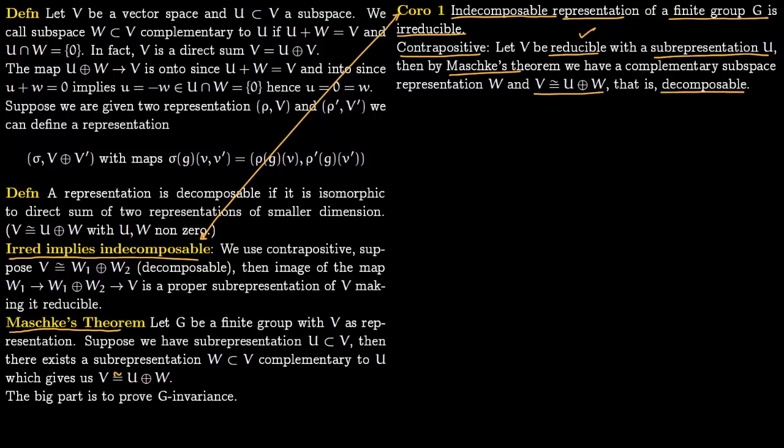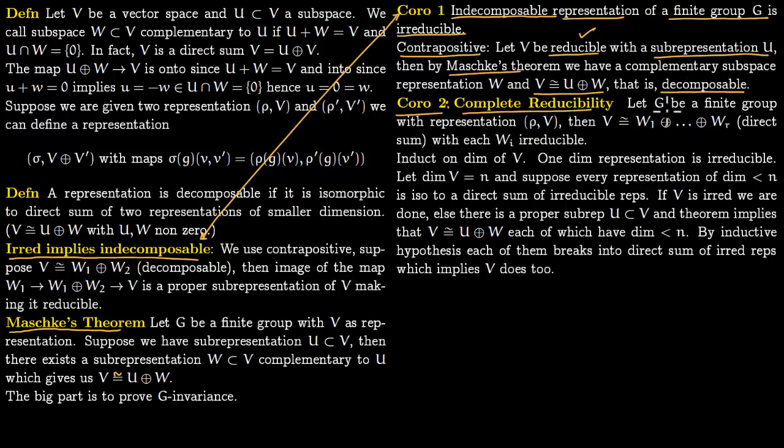So corollary 2 is complete reducibility. Say G is a finite group with some representation rho, V. Then you can write V as a direct sum of W1, W2, W3 all the way to say Wr, where each of these Wi is irreducible. We are going to prove this using induction on the dimension of V. A one-dimensional representation is irreducible, so for n equals 1 it holds, and suppose it holds for all dimensions less than n.